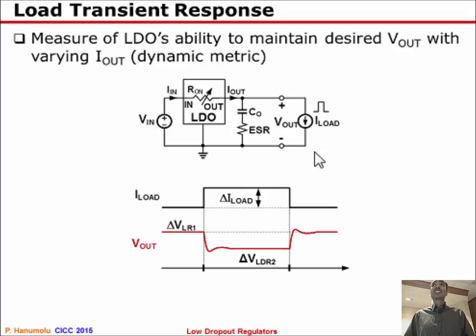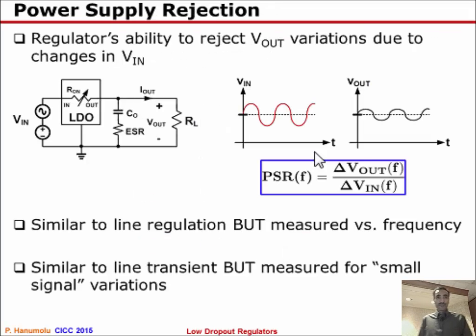For example, if you're doing something like DVS or DVFS, you're turning off most parts of the circuits, and you're turning them back on. So the load current is going to change in proportion to how much of the circuitry is active and how much is not. That manifests itself as a load step, and as a result, we would really like to know what the load transient behavior of the LDO is.